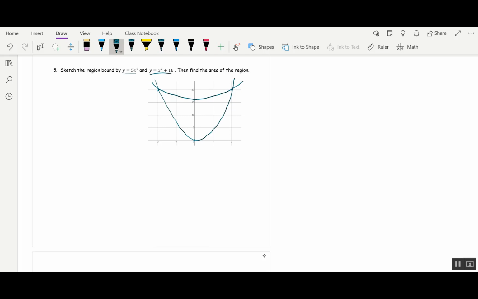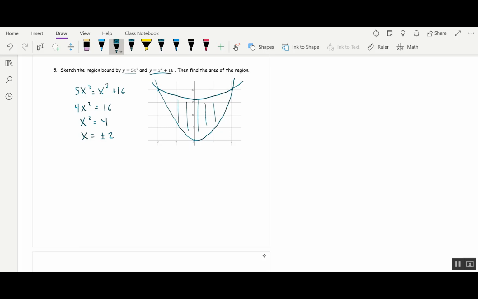Now, how do we show that? Well, we set these y equal to y. 5x squared equals x squared plus 16. Move this x squared over. 4x squared is 16. Divide by 4. X squared is 4. So x is plus or minus 2. Okay, so this is the area we would like to find.